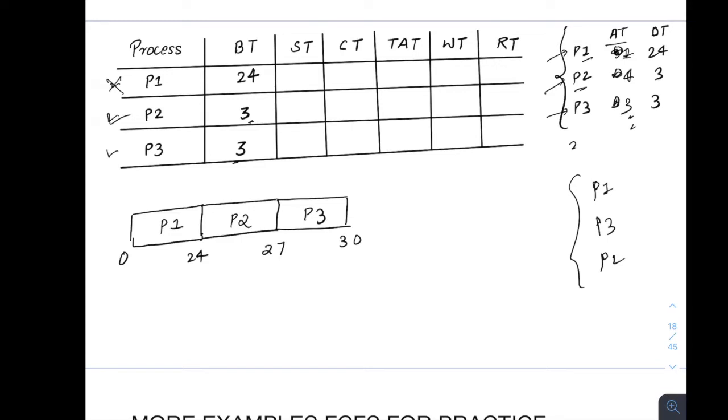Now let's try to calculate these numbers. Let's fill in the numbers. I will fill in for one or two examples, not for all. For the rest, I will just draw the Gantt chart.